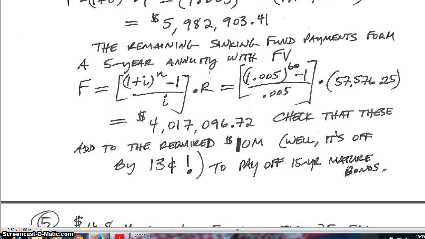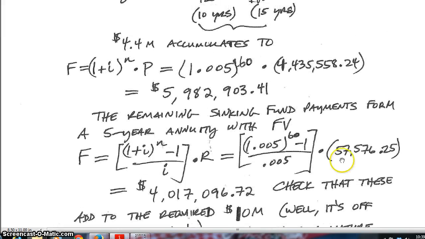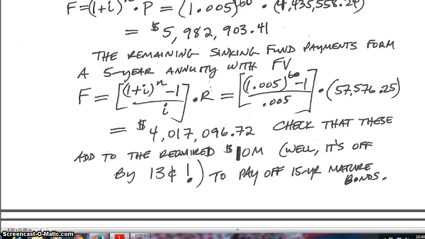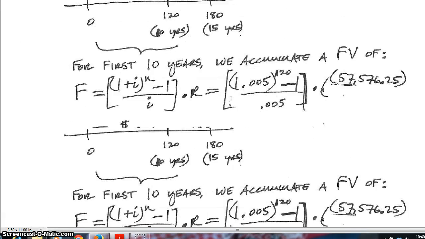In fact, if you add the accumulated value of that 4.5 million over those 5 years, plus the future value of the 5-year annuity that's going into the sinking fund the last 5 years, look at these two numbers. Add them up, you'll get $10 million. Well, it's off by 13 cents, which is insignificant. So you can see what's actually going in and coming out of the account of the district and its sinking fund to pay off those bonds. So that was an interesting problem.